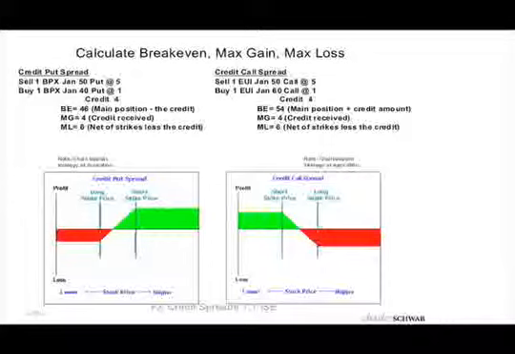Because if the index is below 50, nobody's going to exercise a long call and pay 50 for that index when they could buy it cheaper at the market. And nobody's going to exercise a $60 call either when it's below 60. So those are going to both expire worthless.